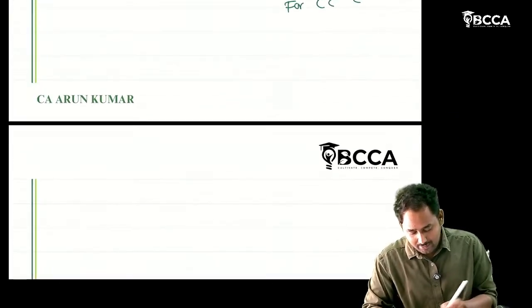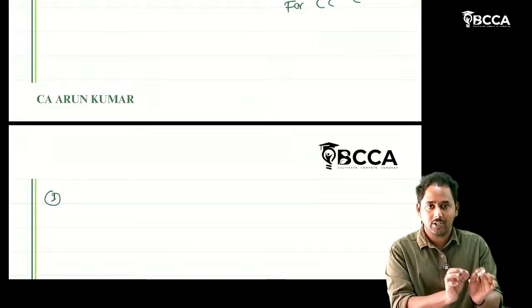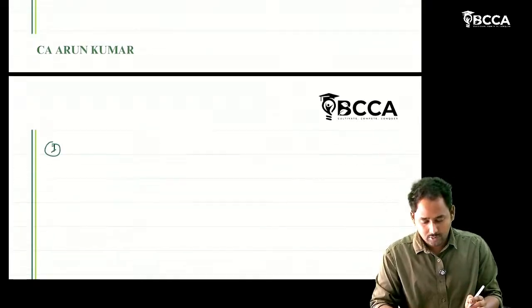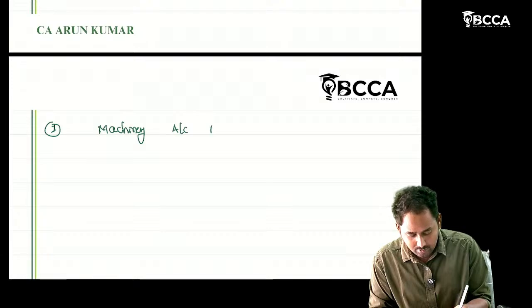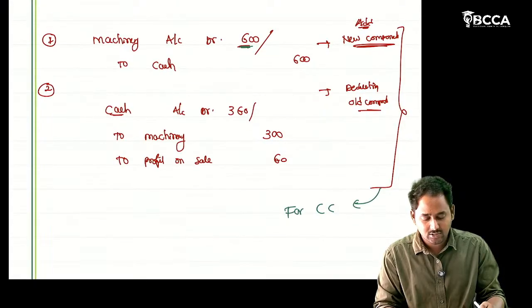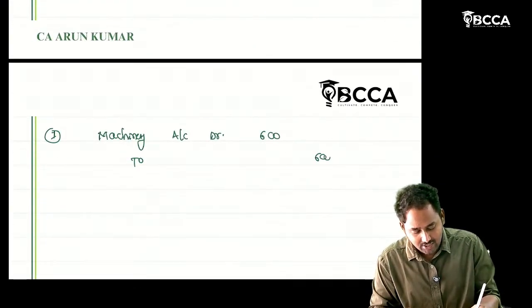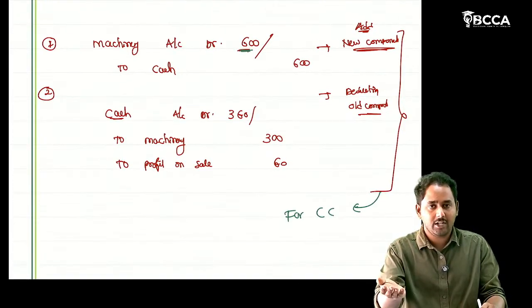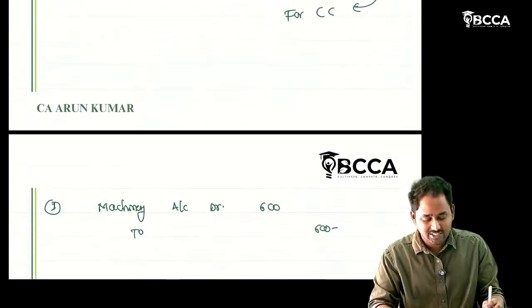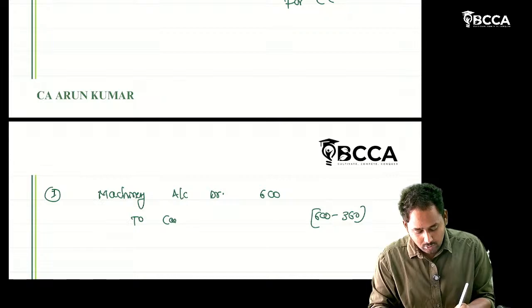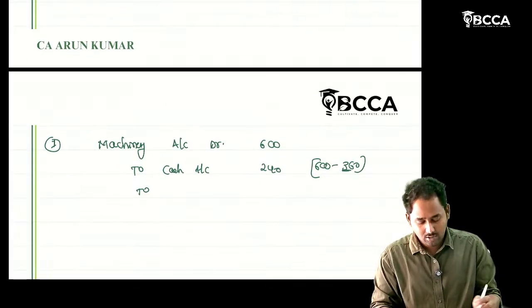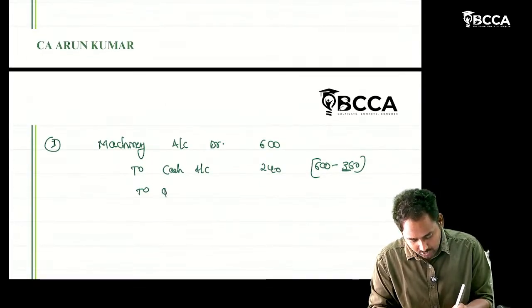So let's go back. What is the journal entry here? I should record the machinery at cost. What is the machinery cost? Machinery account 600. Out of 600, how much did we pay through cash? I gave the old component, and he valued the old component at 360. So the balance amount paid through cash is 240. So to cash account 240. The remaining 360, to machinery.